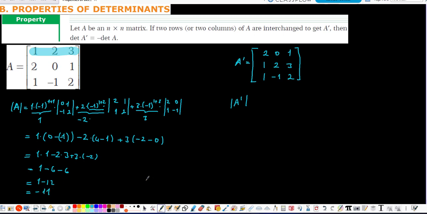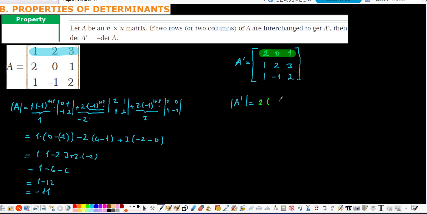Now I'm checking A prime here. What is the determinant of A prime again? I'm going to do it like this. Firstly, I'm going to use the first row again, and in the first row the second column entry is 0, so it's going to make the operation easier.